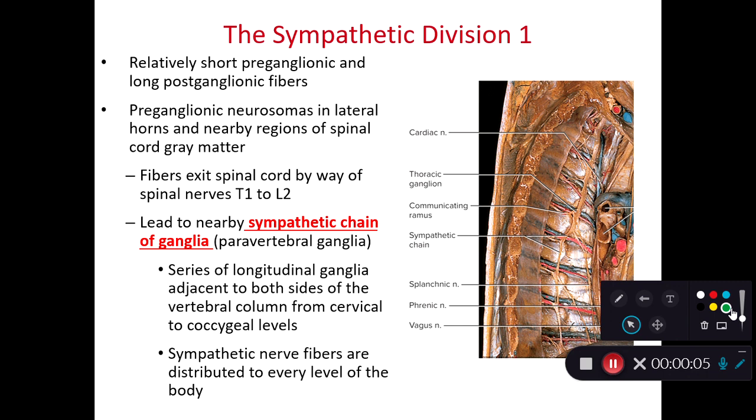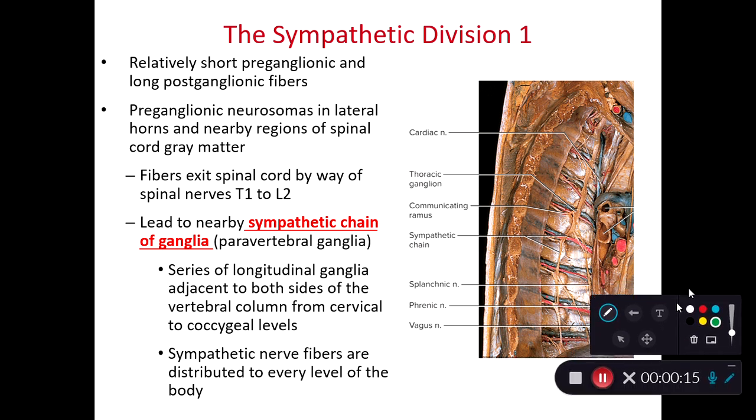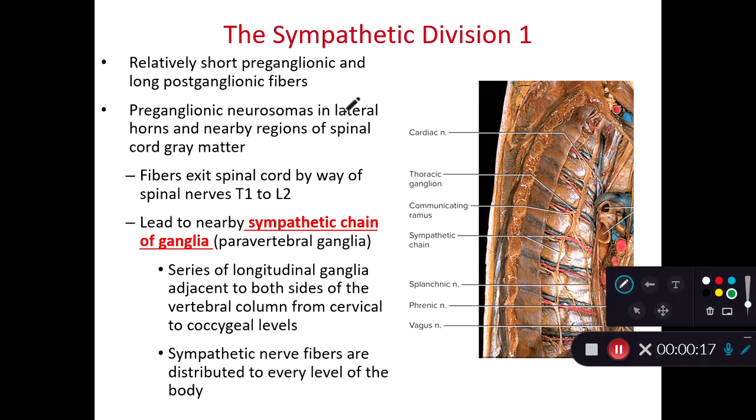Hi, class. In this recording, we're going to focus on more details of the sympathetic and parasympathetic divisions of the autonomic nervous system, and we'll also spend some time focusing on another division known as the enteric nervous system.